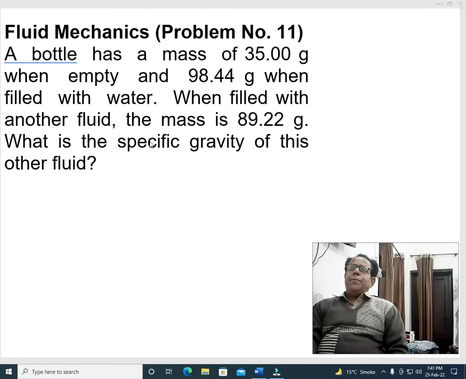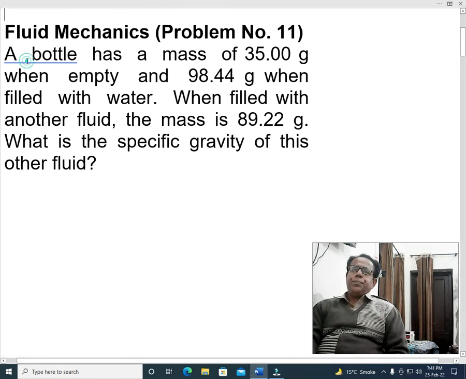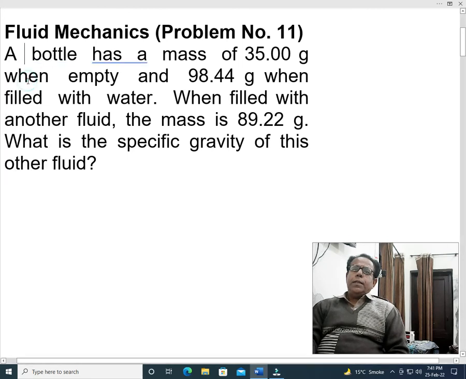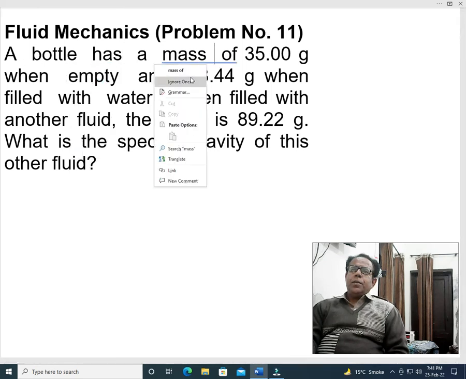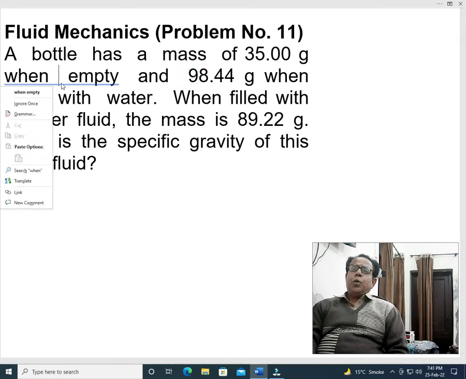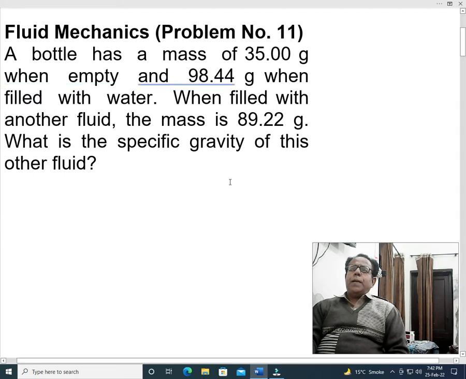Problem number 11, fluid mechanics. As usual, first we come towards the statement. Problem number 11, fluid mechanics.